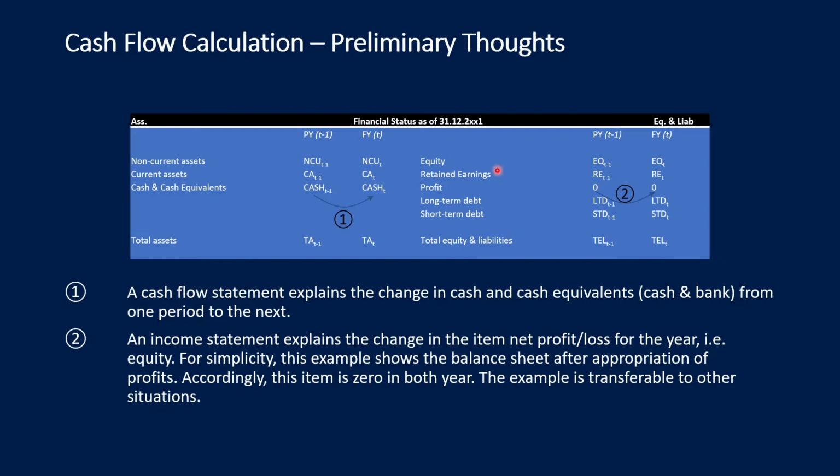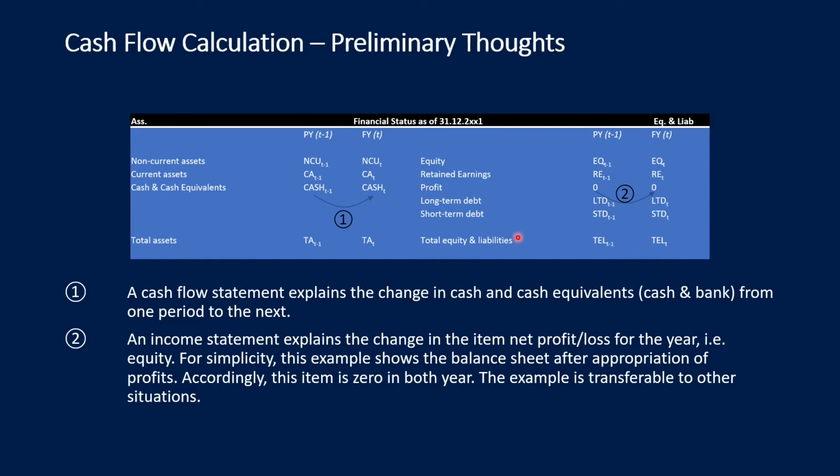On the equity and liability side, we see the equity, we see retained earnings, we see the profit of the year, we see long-term debt, we see short-term debt, and we see total equity and liabilities.